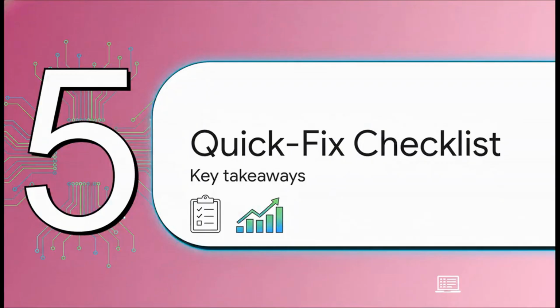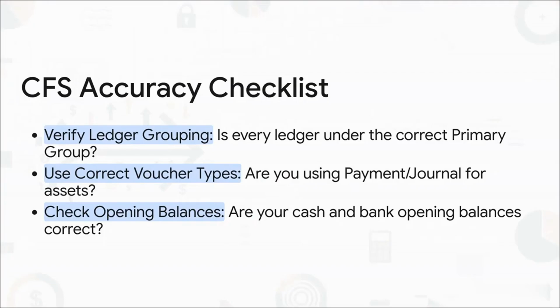Phew, we've covered a whole lot of ground. So to make it all stick, let's boil down all those troubleshooting tips into a simple, powerful checklist you can pull out anytime you think something looks a little off. Honestly, it almost always comes down to these three things. Number 1, verify your ledger grouping. That's the absolute foundation. Number 2, use the right voucher types so Tally knows what kind of transaction it is. And number 3, always double-check your opening balances. If you can master these 3 points, you'll have a rock-solid, reliable cash flow statement every single time.